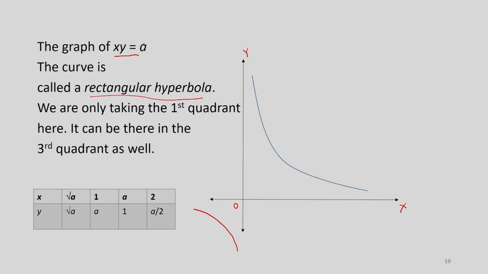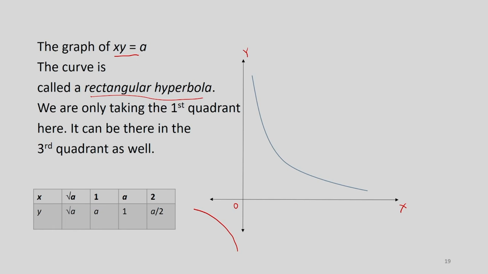So, as long as that positive number is a, x multiplied by y is equal to a, then that x and that y, both of them negative, will be on the graph. But I am ignoring that third quadrant graph, I am concentrating on the first quadrant graph. Here what are the points on the graph?